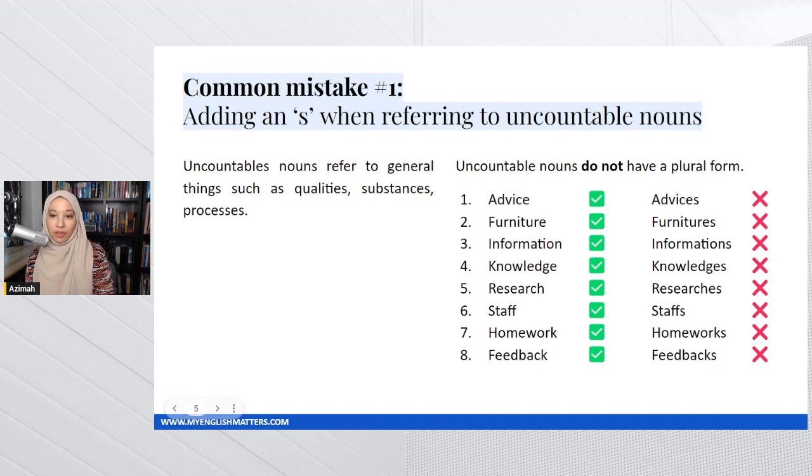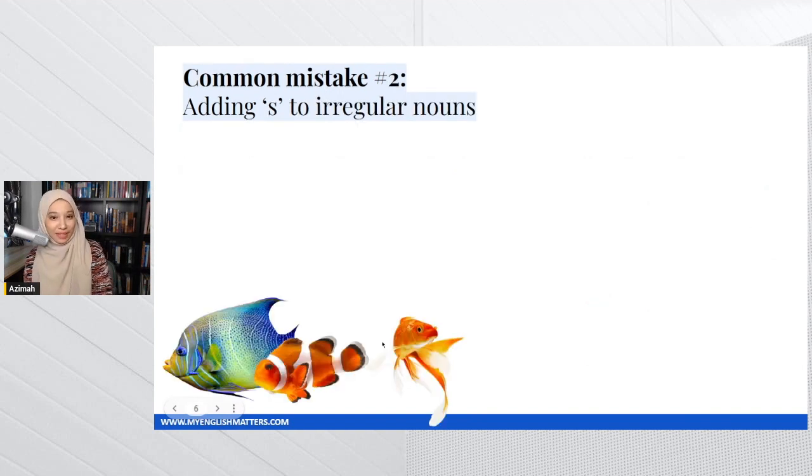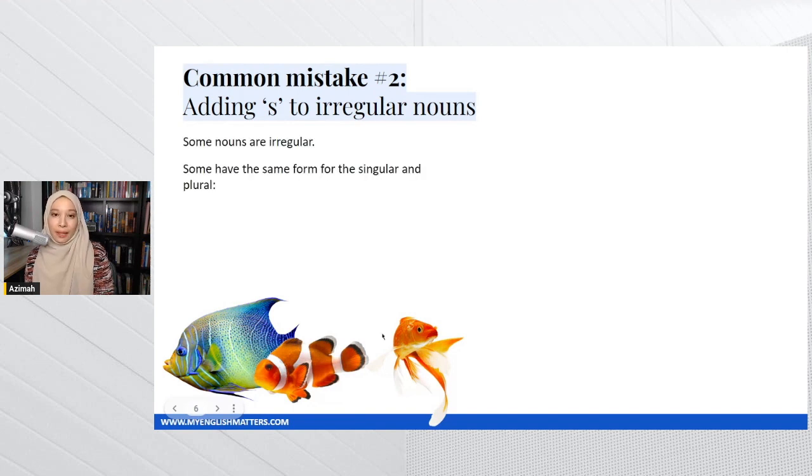And I'm going to give you another common mistake with nouns. Sometimes we add an S to irregular nouns. That is a common mistake. So we also have irregular nouns. Let's take a look at some examples of irregular nouns. I'm going to show you some that have the same form for the singular and plural. So there's a clue there.